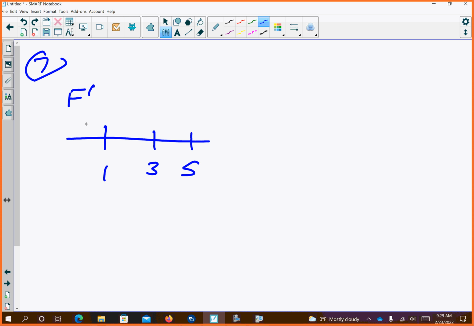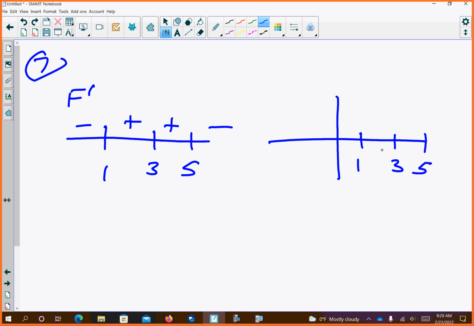And then number 7, they gave you the f prime chart. And we're supposed to make our graph the best we can of what it could look like. So being we know that, we'll put the 1, the 3, and the 5. So we have a negative slope here, goes to a positive slope here. We have a point of inflection here, and something like that. This might come up a little bit more and then come back down. So that, for the most part, is going to be our graph. Okay?